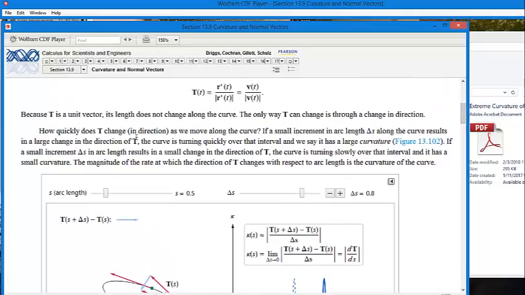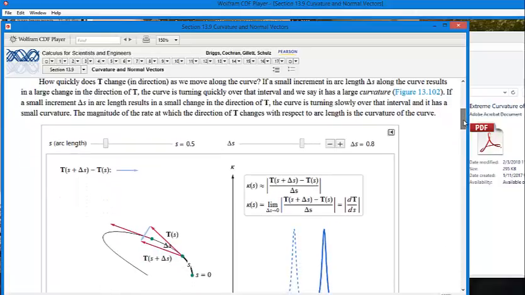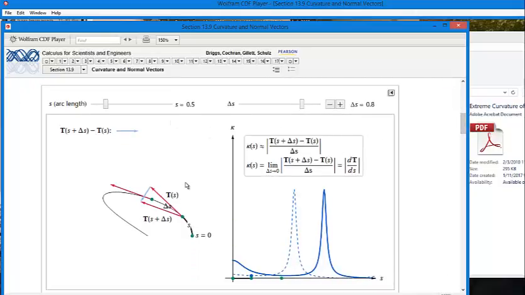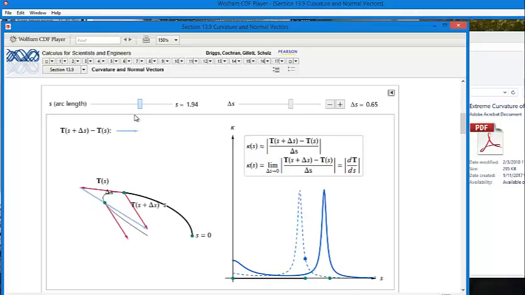How quickly does T change as we move along the curve? If a small increment in arc length results in a large direction change. So let's see the picture here, because I think it's better than the text. Watch. I have a tiny bit of arc length here. We need some curve. Here's some curve. S is the length. Actually, let's go the full gamut here, right? So here's a big curve, and notice it's quite curvy, you might say. So this particular curve has lots of curvature.